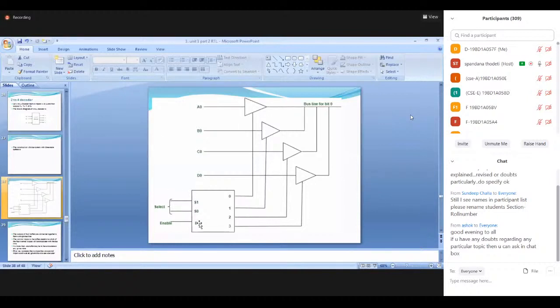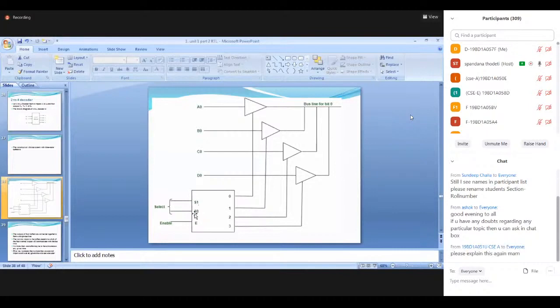Now let us see how to construct this. This is your decoder. Here I am considering a 2 by 4 decoder. The number of input lines is 2. When the number of input lines is n, the number of output lines is 2 power n, that is, 4 output lines. 2 by 4 decoder it is, and it will have two selection lines, because 2 power 2 equals 4. So 2 is the number of selection lines.